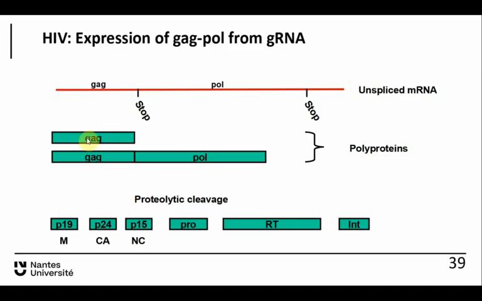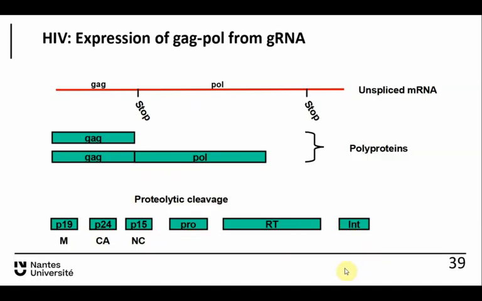So 19 times out of 20, the reading frame is maintained and you get a stop codon. 1 time out of 20, the reading frame changes and the ribosome will read through to translate this GAG-POL polyprotein. So you get these two polyproteins translated, and within the POL reading frame is the virus protease, which will cleave both GAG and GAG-POL into the individual protein subunits.